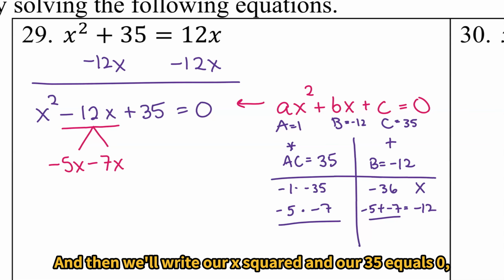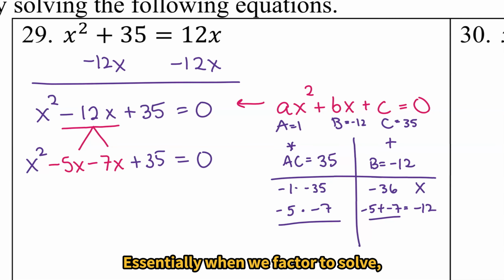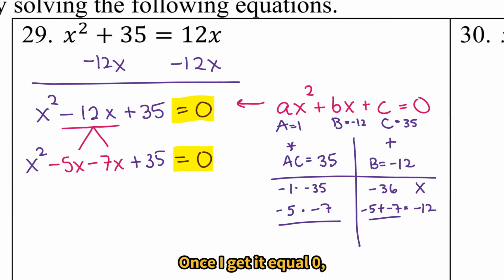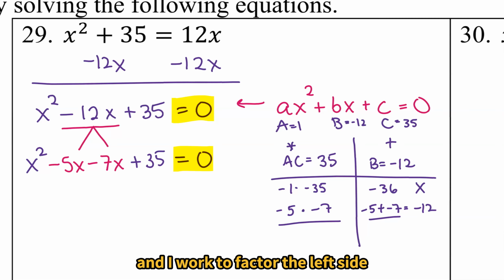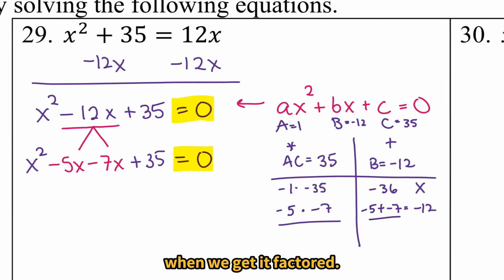And then we'll write our x squared and our 35 equals 0, bringing all the rest of the equation down. Essentially, when we factor to solve, I'm ignoring this equals 0 on the right. Once I get it equal to 0, I just ignore it. I focus on the left side and I work to factor the left side all the way down completely. And then we worry about the equal 0 part when we get it factored.